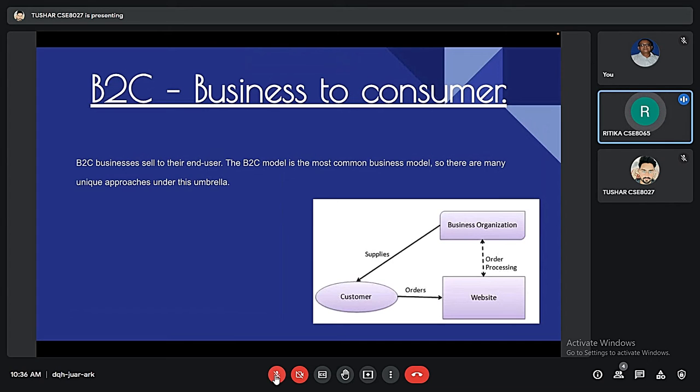So first, let us start with business to consumer, that is the B2C model. B2C businesses sell to their end users. Anything you buy in an online store as a consumer is done as a part of a B2C transaction. So basically, a website following the B2C business model sells its product directly to a customer. A customer can view the products shown on the website. The customer can choose a product and order the same. The website will then send a notification to the business organization via email, and the organization will dispatch the goods or the product to the consumer. Some examples of B2C companies are Amazon and Walmart.